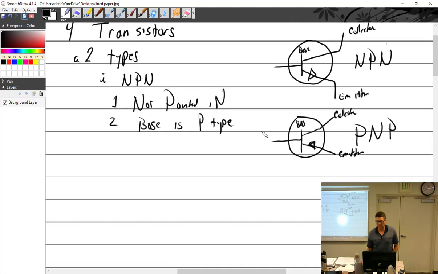So let's take a look at the NPN. You can draw it that way. It's easy to remember the little not pointed in. You can remember the thing right there is the base, the collector, emitter. But one day I kind of came up with the idea of, what if I drew it like this?